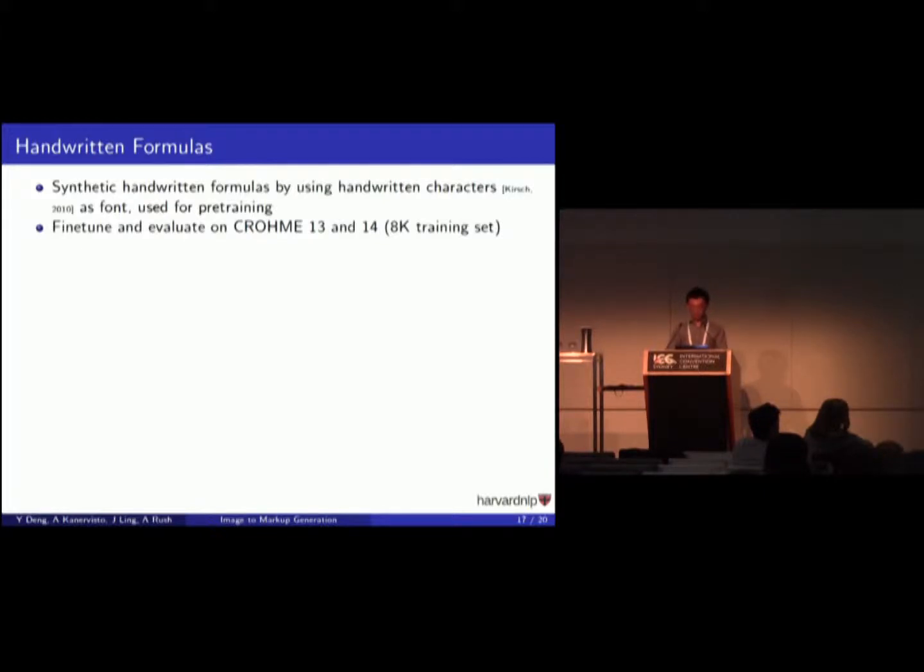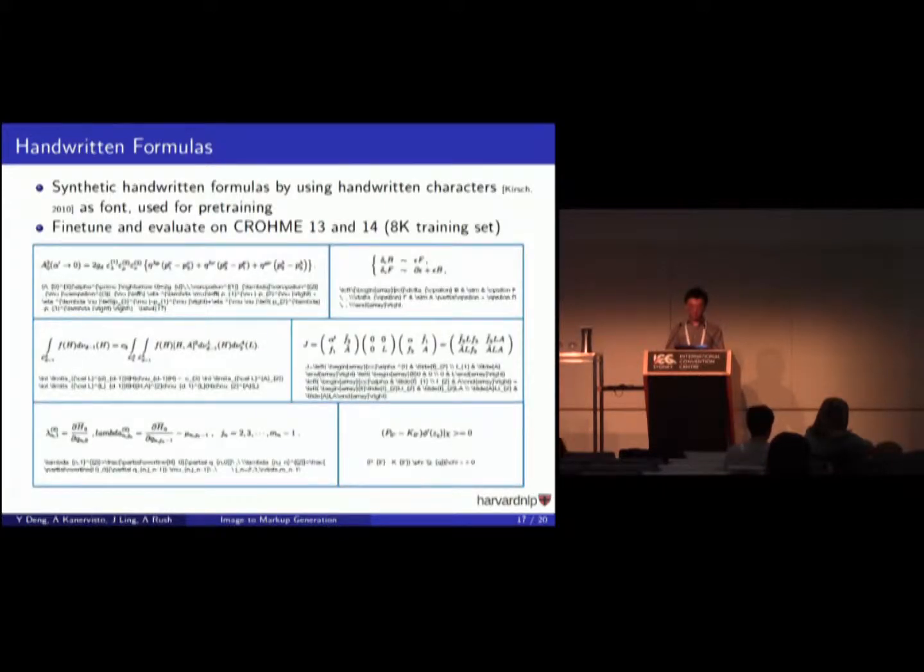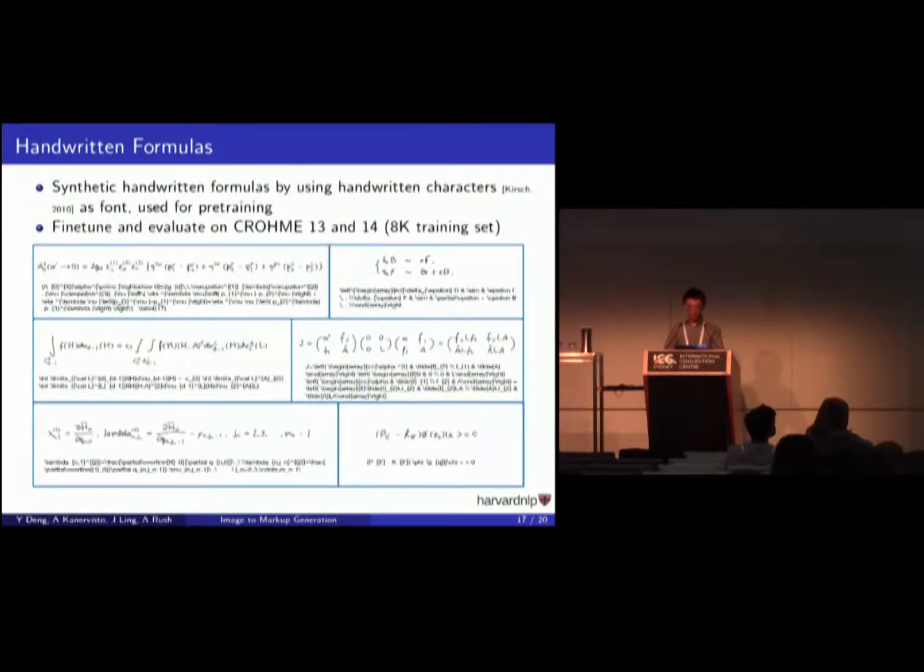Going further, we want to apply our model to handwritten formulas. We want to evaluate on the well-established CROHME 13 and 14 handwritten datasets. The problem with these datasets is that the training set only consists of around 8,000 instances, which is too small to support training a neural model. So, based on the original image-to-text 100K dataset, we synthesized handwritten formulas by replacing each individual symbol with handwritten symbols taken from the Detexify project. We use this for pre-training, and then fine-tune on the current training set, and evaluate.